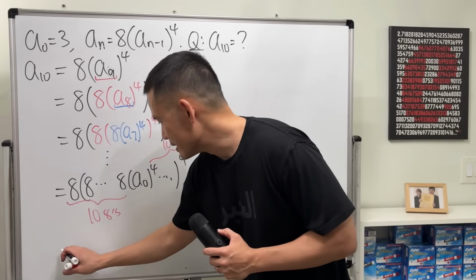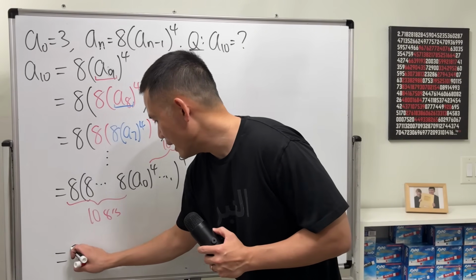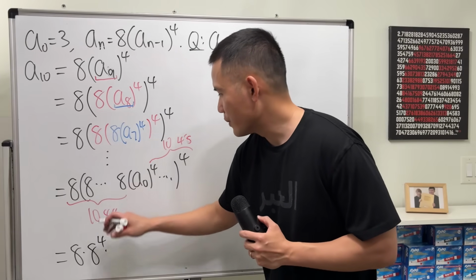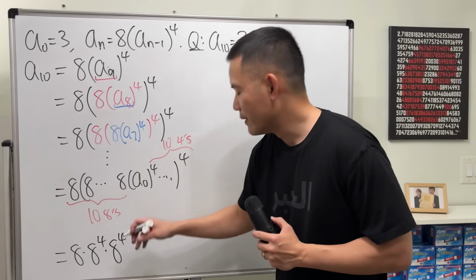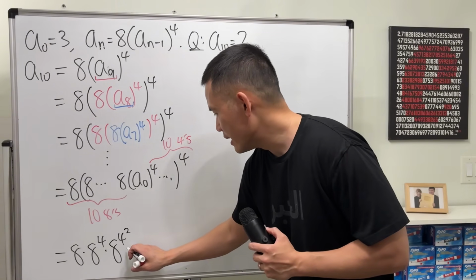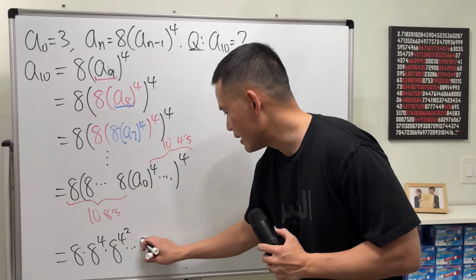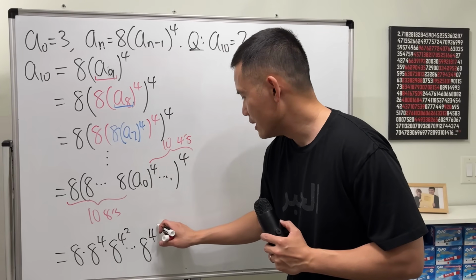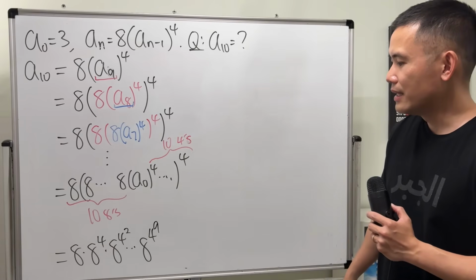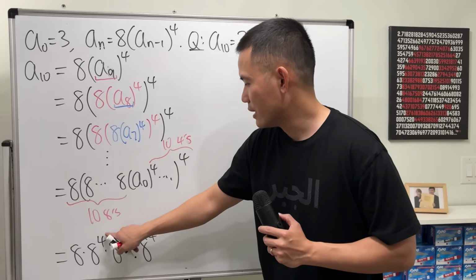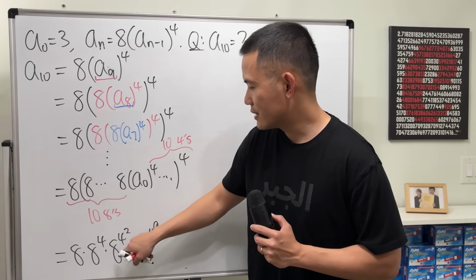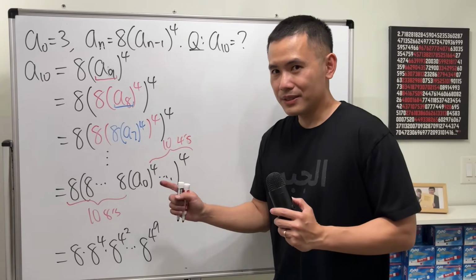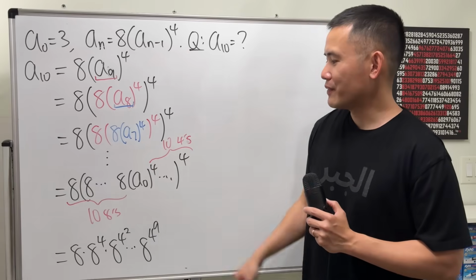So let me write it out for you guys. All the way in the beginning, we have 8, and then for this one, we have 8 to the fourth power, and then for the next one, we have 8 to the 4 times 4, which is 4 squared, and then you have 10 of them, and then that's 8, and then you will have 4 to the 9th power. Yeah, because the first one is 0, and then this one is first, second, and all the way you have 9.